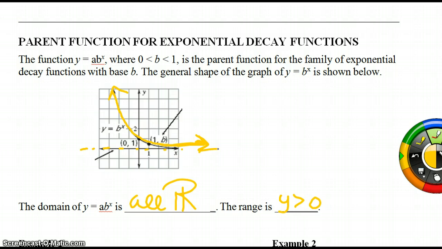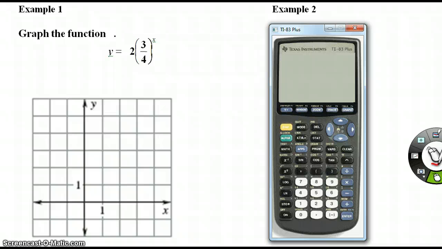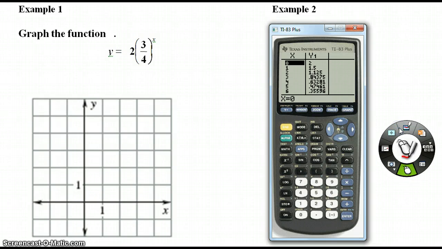And the first example that I want to show you is, so when you punch this in your calculator, go to your y equals, and when we graph this, we can see that it is a decline. And to get some points, hit second table, and this will give you some points that you can graph. You get some positive and some negative points.